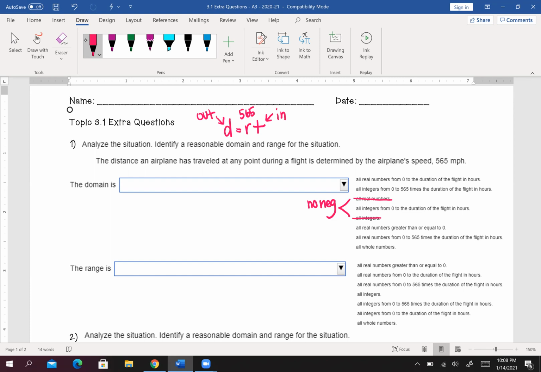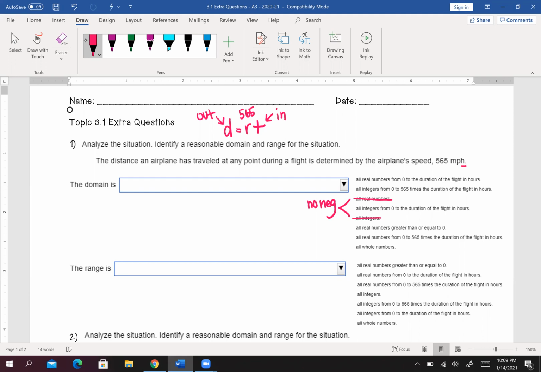Okay? The second thing we should note is when we have time, time is something that you can have a fraction of, okay? Especially here when we're talking about hours. Our time is in hours. You can talk about a half hour or even 12 minutes, okay? You can find a distance for 12 minutes. So we don't want to choose an answer where it's only going to be integers or those nice numbers. We want something that's going to give us those not so great numbers in between.